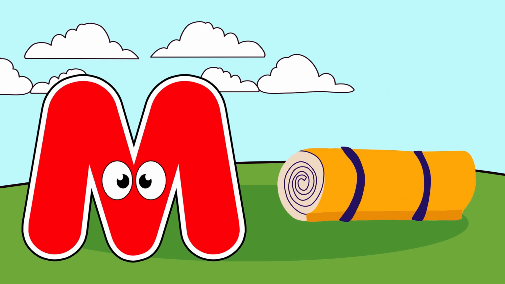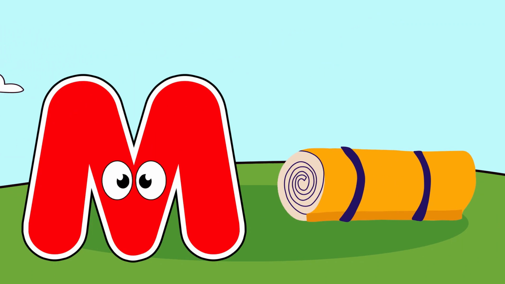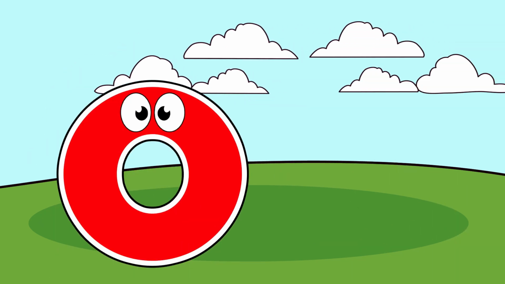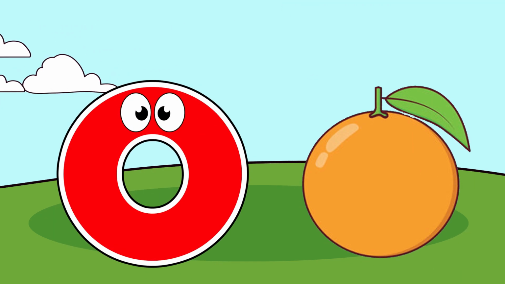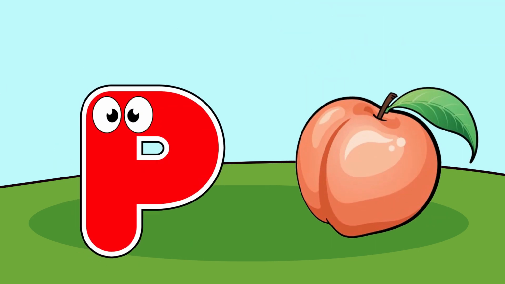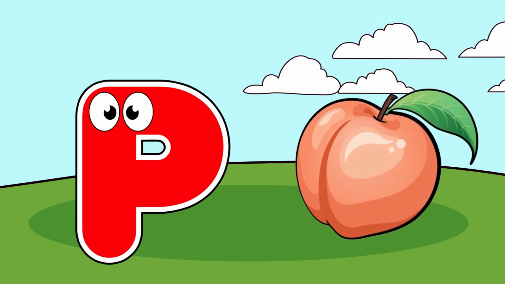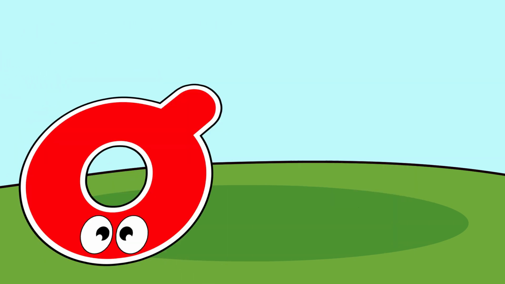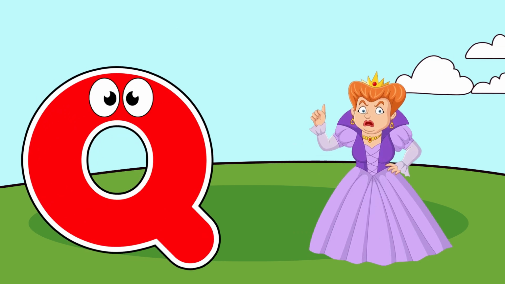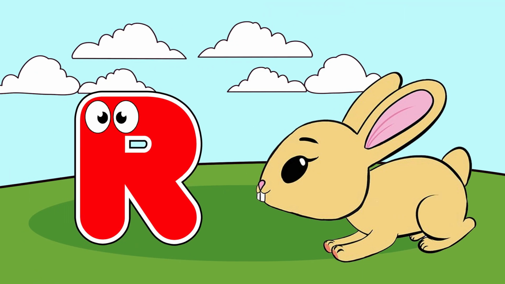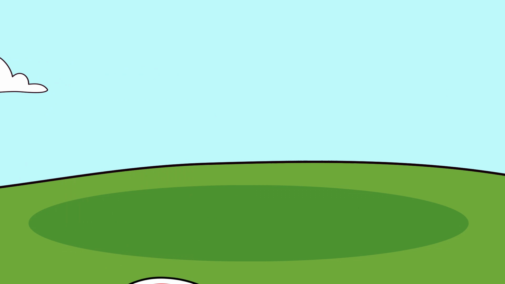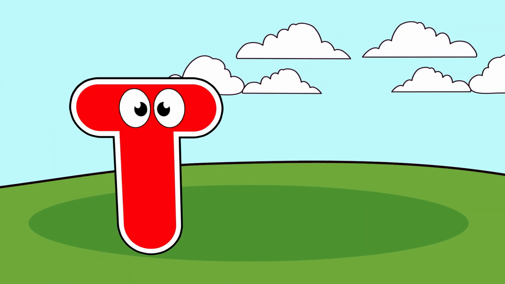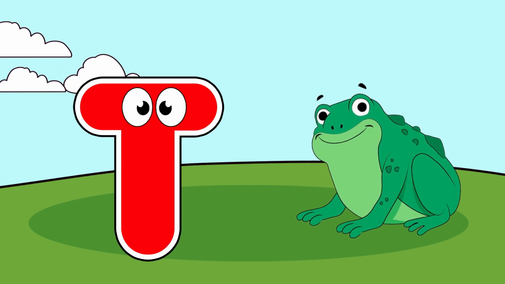M is for mat. N is for net. O is for orange. P is for pet. Q is for queen. R is for rabbit. S is for sun. T is for toad.